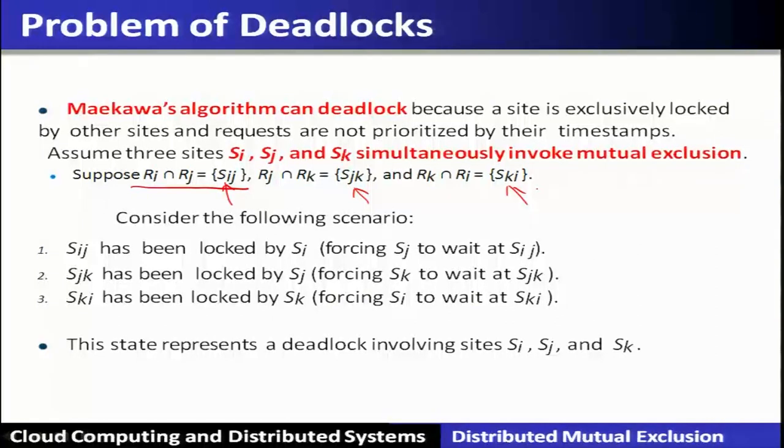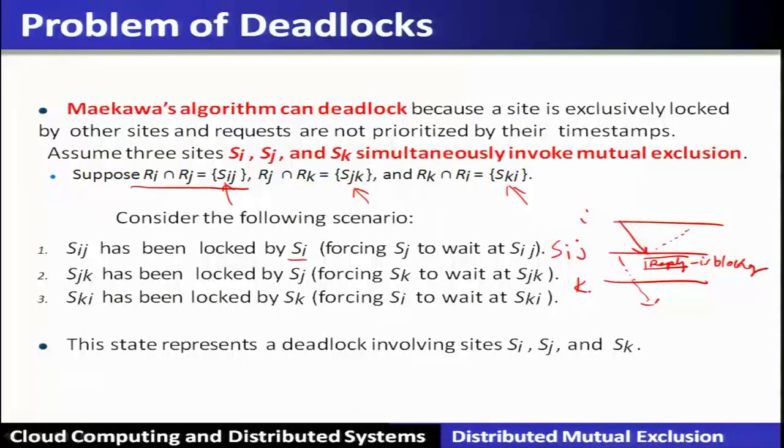Now consider the scenario that SIJ has been locked by SI, that means this will force SJ to wait at SIJ. So for example, if SI is forcing SJ to wait, here SJ will be waiting at SIJ because it has sent a request, but it has not received the reply back. Reply is queued up. Why? Because SIJ has already sent the reply to some other site.